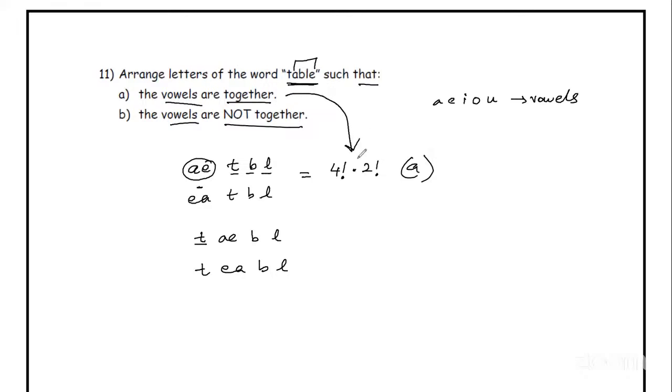Vowels together. Vowels not together, right? So what I told you earlier, if you have to find out vowels are not together, then you first find out the answer for them being together and then subtract it from the total number of arrangements of the word table. The total ways to arrange table is 5 factorial ways. You can arrange the 5 letters randomly anyhow. So 5 factorial ways, and if you subtract the number of ways to arrange the vowels together, then you end up getting the answer for the second one, that is, the vowels are not together.